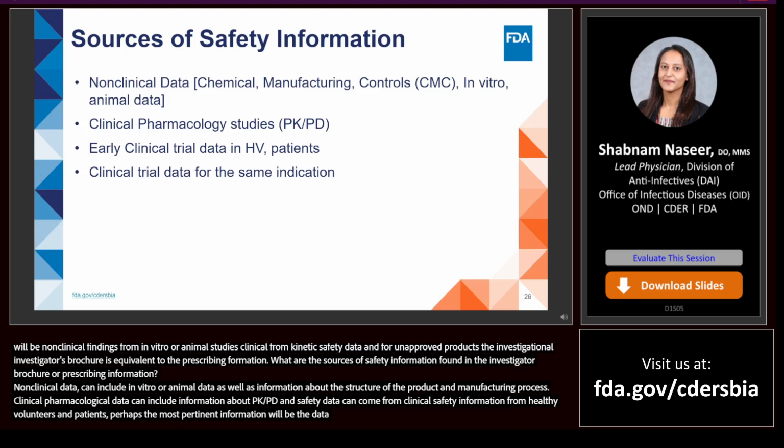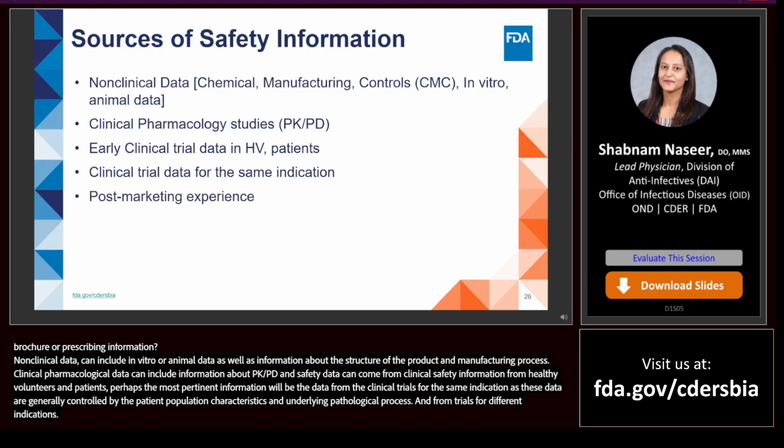Perhaps the most pertinent information, of course, will be the data from the clinical trials for the same indication, as these data are generally controlled for the patient population characteristics and the underlying pathological process, and also from trials for different indications. You can also have information in the IB or prescribing information from post-marketing experience, the published medical literature, and last but not least, safety profiles of drugs in the same class.